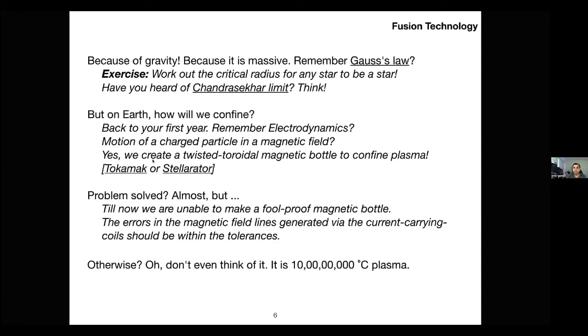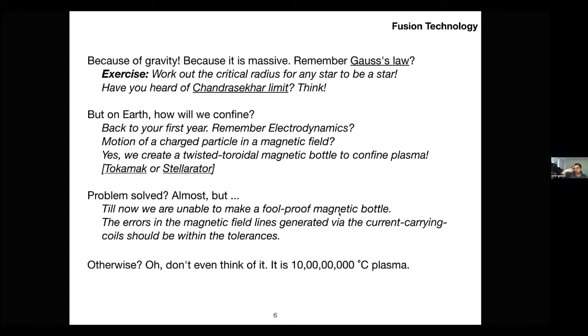Okay, so we actually do that. We create a twisted toroidal magnetic bottle in our laboratories to confine plasma. There are different kinds of twists and toroidicity. Depending on that, we have two concepts. There are actually others, but these two are the most celebrated recently. One is the tokamak and the other is the stellarator. So this should do the fusion then, but it's still not commercially achievable. Why?